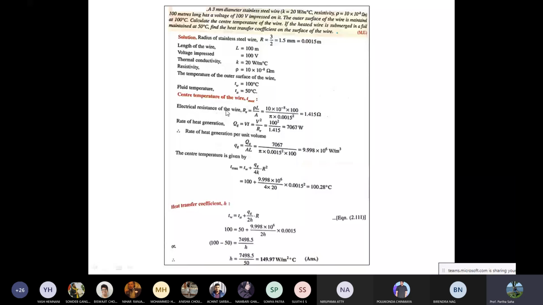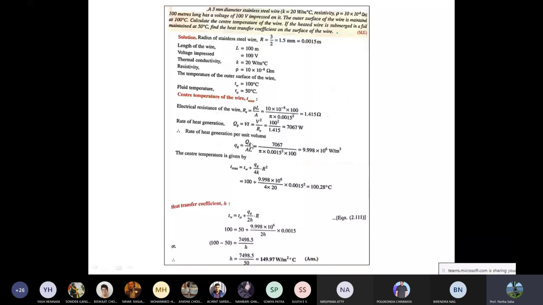So electrical resistance is rho L by A, you calculate this. Rate of heat generation is V into I or I square into R. Same I square into R, you know already, right? Or V square by R. Actually, just simple, instead of I you are putting the voltage here, V square by R, and you will get 7065 watt. Rate of heat generation, simple. Again, the same formula we used in the previous numerical, Qg by L. You get 9.998 10 to the power 6 watt per meter.